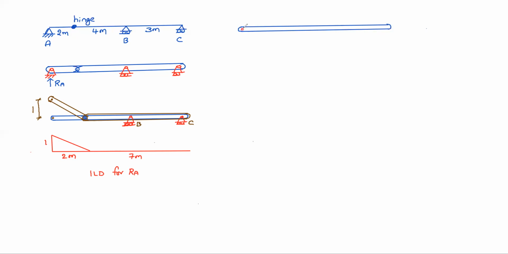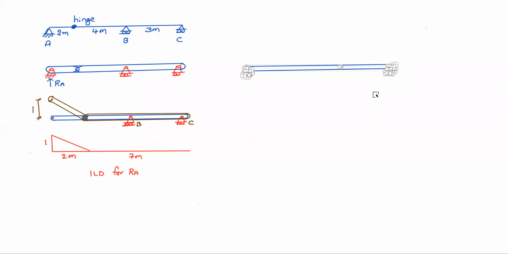Now I will remove B support. C I will put. So I removed this support here. Now I will give unit displacement. Of course, here I will mark the hinge properly. This is the hinge actually. At the hinge it can bend.